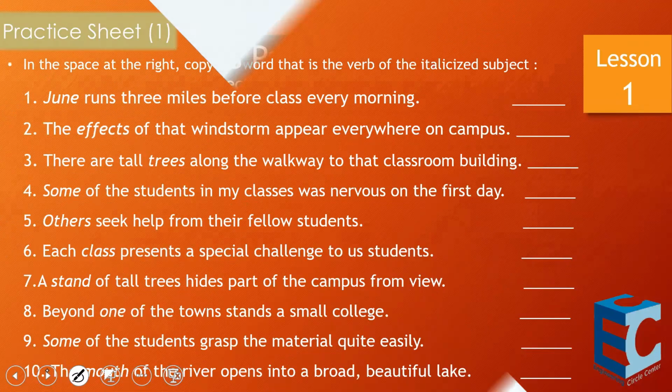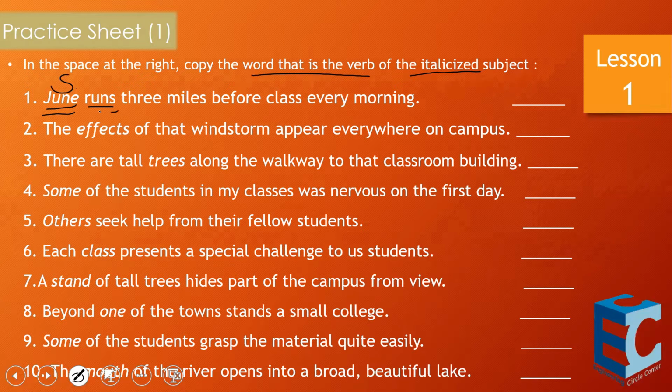All right. Practice sheet number 1. In the space at the right, copy the word that is the verb of the italicized subject. All right. So June is the subject, and I should find the word that is the verb. June runs 3 miles before class every morning. So the verb is runs.